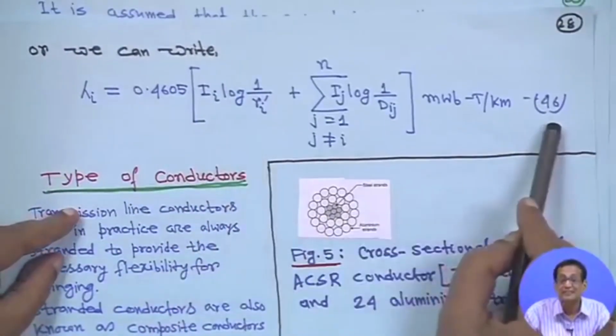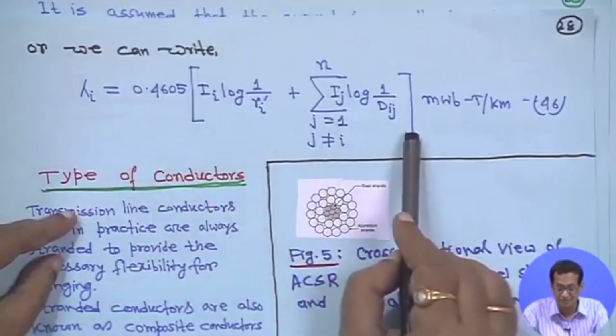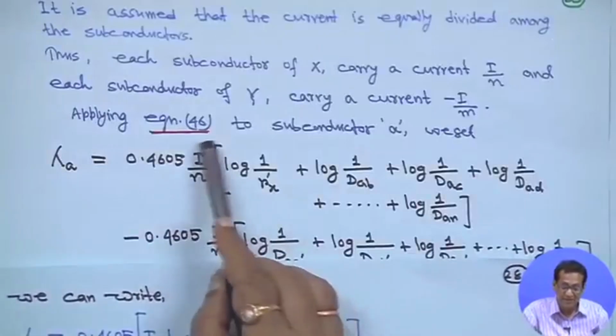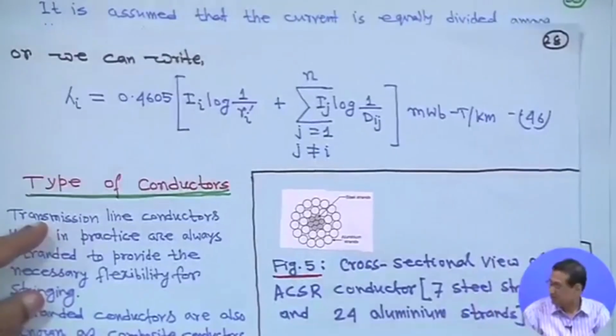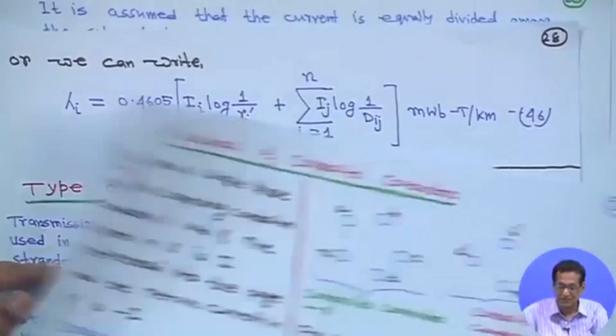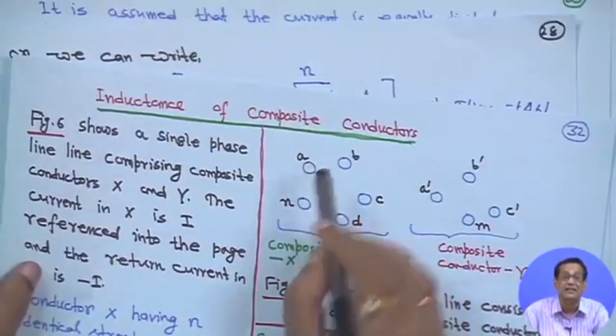Now, we will use equation 46 again and again. This equation 46 is the generalized flux linkages equation. So, applying equation 46 to subconductor A, that means for this conductor, out of so many conductors here, we are applying it to conductor A.